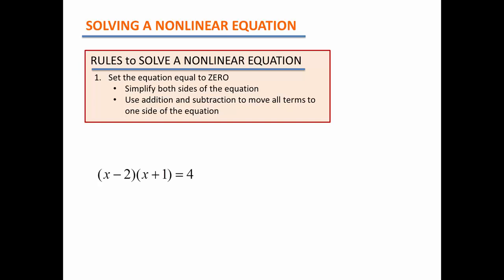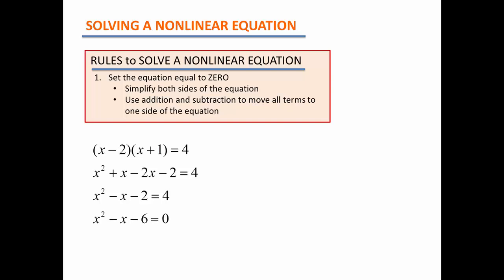What about this? We said sometimes we have to simplify both sides of the equation. So if I'm given the quantity x minus 2 times the quantity x plus 1 equals 4, I would have to FOIL the left-hand side, thus giving me x squared minus x minus 2 equals 4. Subtracting 4 from both sides of the equation, we would get x squared minus x minus 6 equals 0. And thus, the equation is set equal to 0.